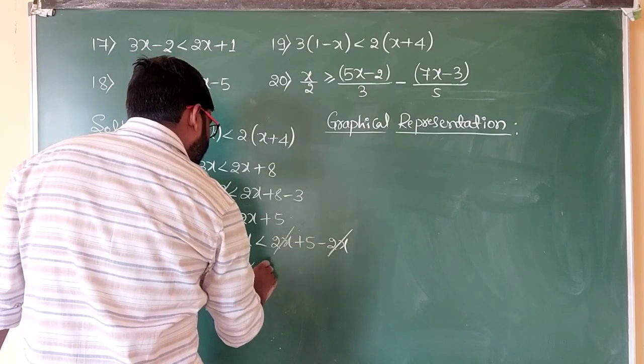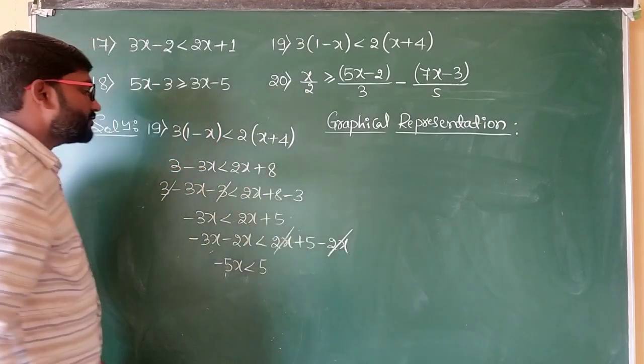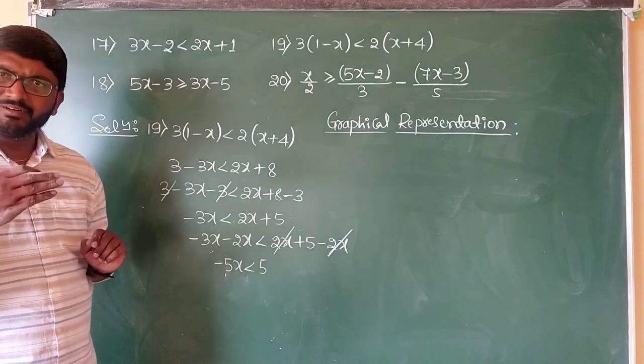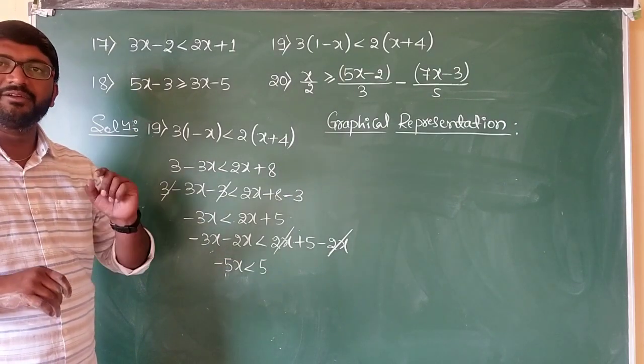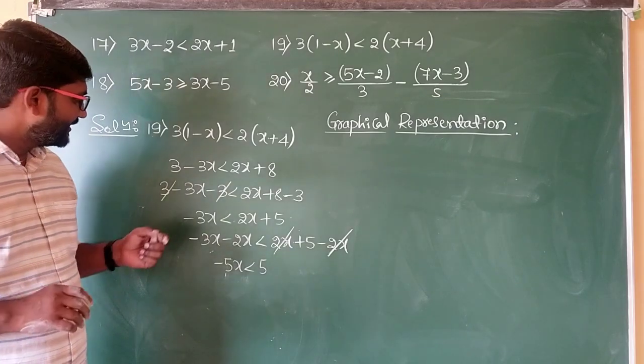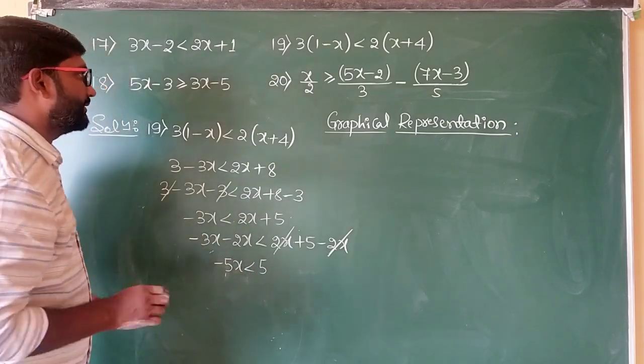less than 5. So we have to eliminate minus 5 here. Divide both the sides by minus 5. When you are dividing by the same negative number, the sign of inequality is reversed.